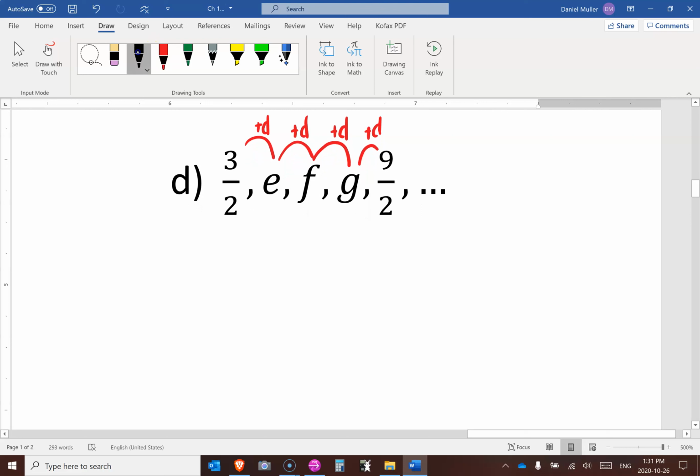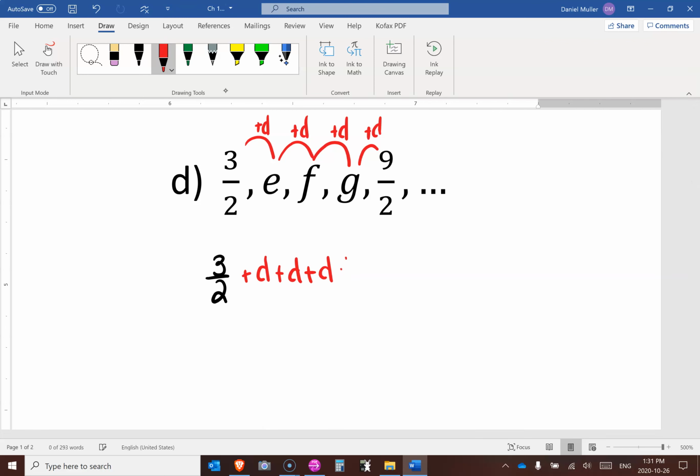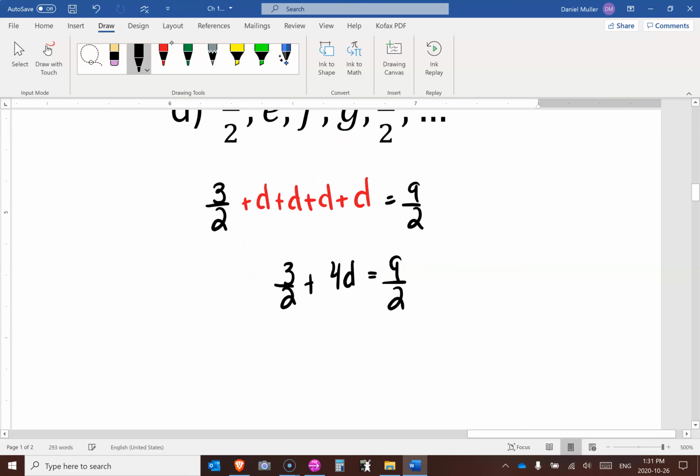So what would that be? So if I have 3 over 2, and I add 4 D's, which again, you could just go plus 4D, which I'm doing in just a moment. 3 over 2 plus 4D should be 9 over 2. 4D is equal to 9 over 2. So first we got to subtract 3 over 2. And it looks weird when I do that. So then those are gone. 4D equals 9 over 2 minus 3 over 2.